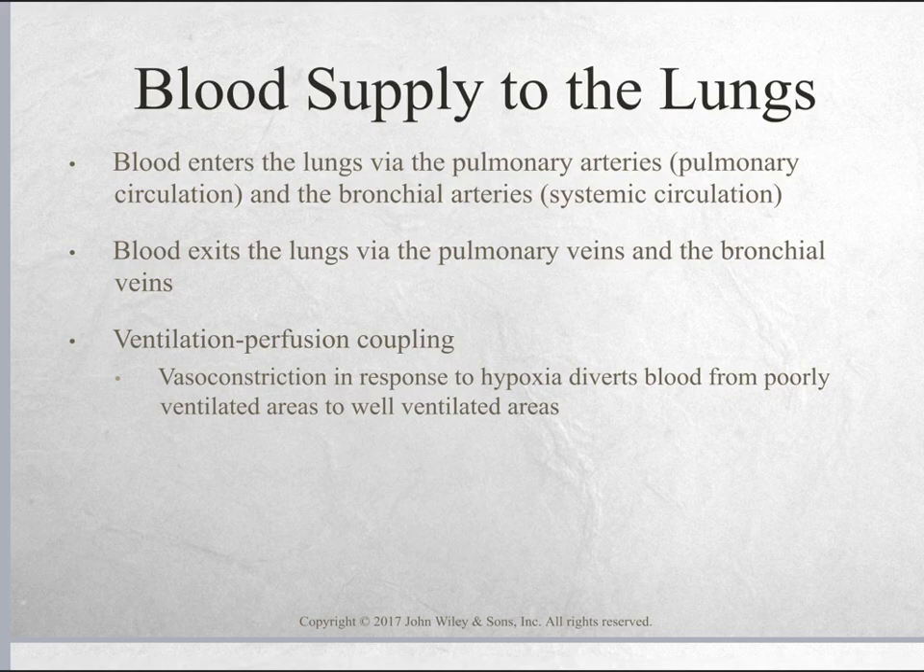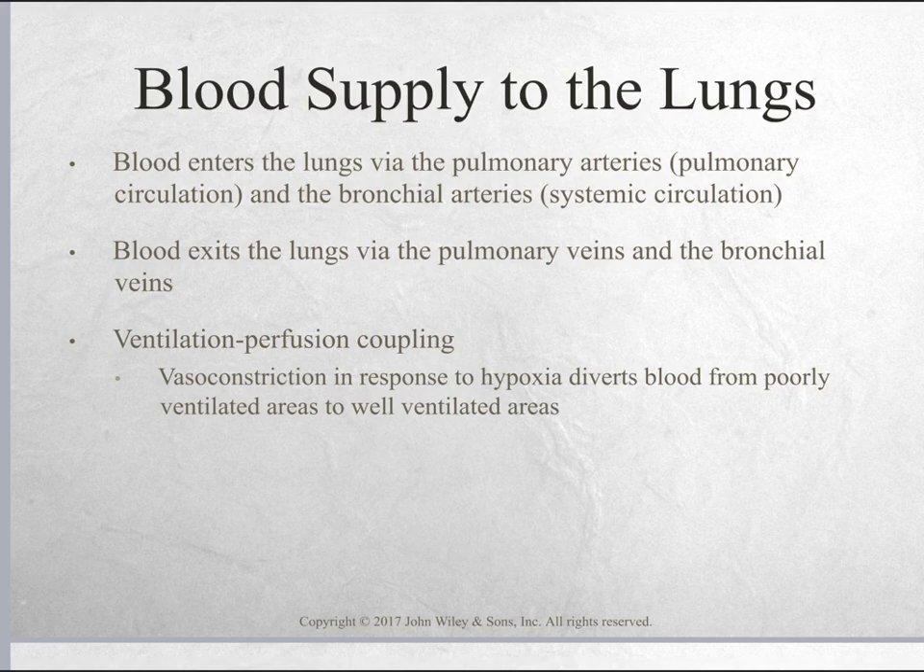Blood supply to the lungs is pretty straightforward. We covered this in lecture and lab a few weeks ago. So blood enters the lungs through the pulmonary arteries, this is pulmonary circulation, and the bronchial arteries, systemic circulation. Blood exits the lungs through our pulmonary veins and the bronchial veins.